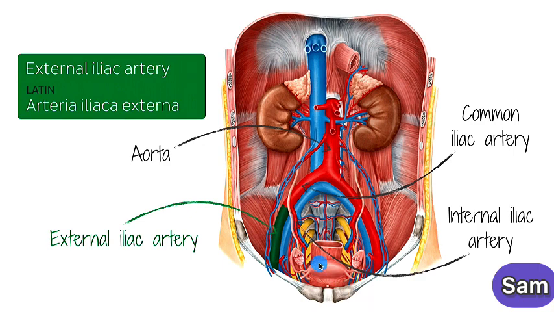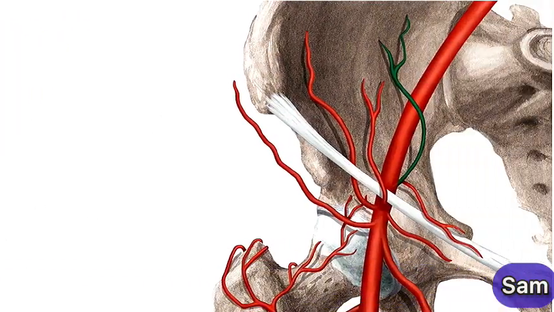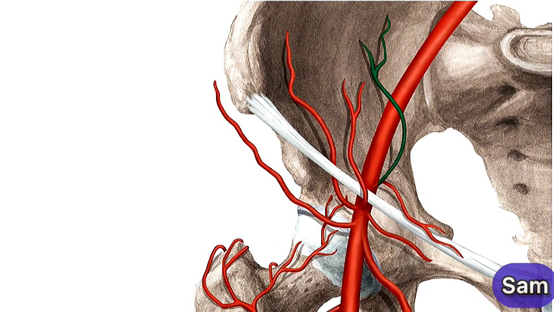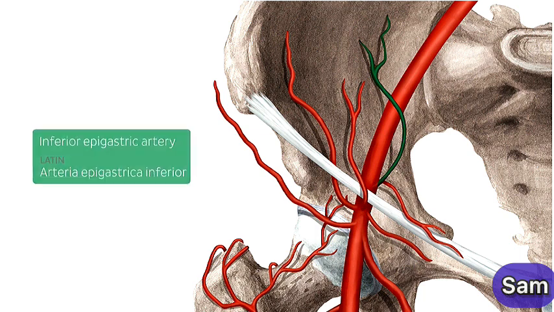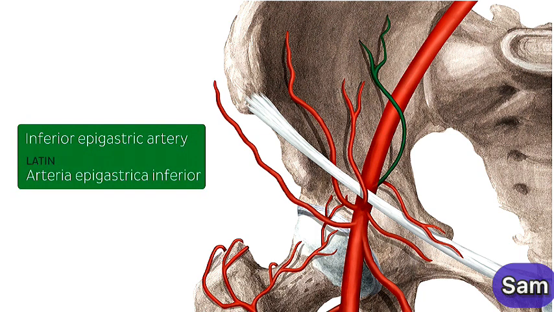Two notable branches of the external iliac artery are located in this region here, so now let's discuss them in more detail. The vessel highlighted in this image, just before the external iliac artery passes under the inguinal ligament to become the femoral artery, is the inferior epigastric artery. This vessel always arises just before the external iliac artery reaches the inguinal ligament. It passes up via the transversalis fascia and then pierces the rectus abdominis muscle.